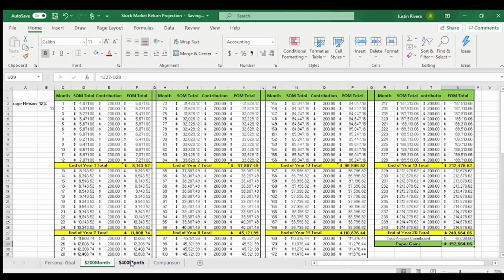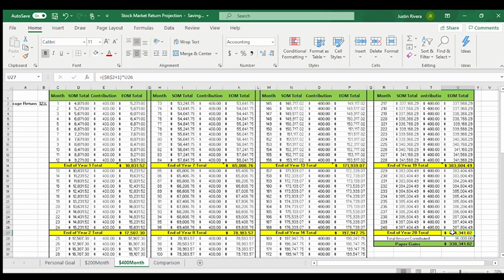Now, if we double that to $400 a month, which is just $100 a week, we'll see that now your end of year 20 total is $434,000 on only $96,000 invested.